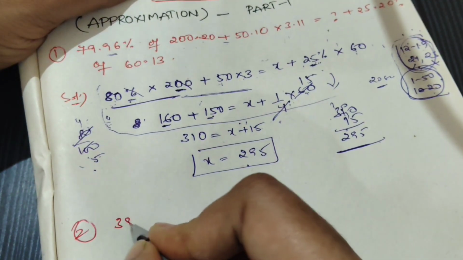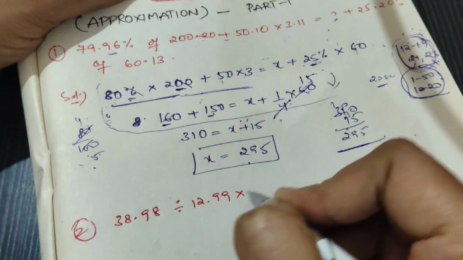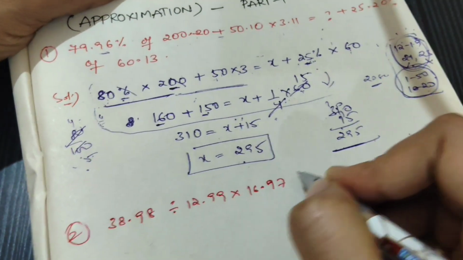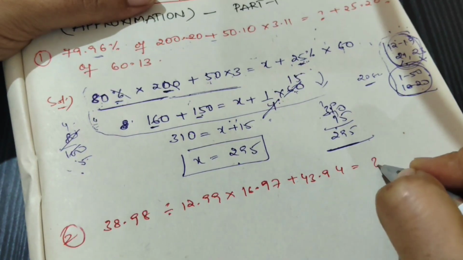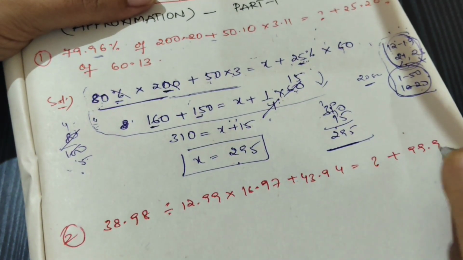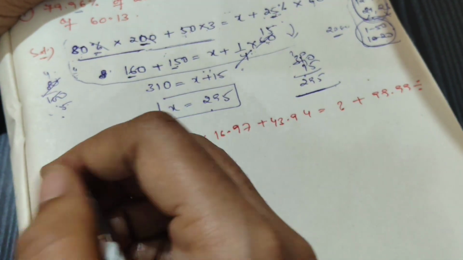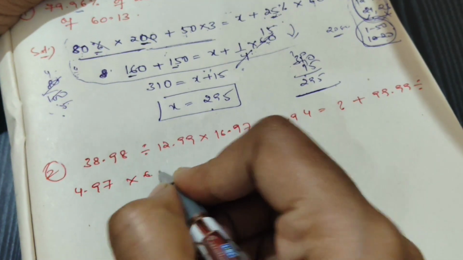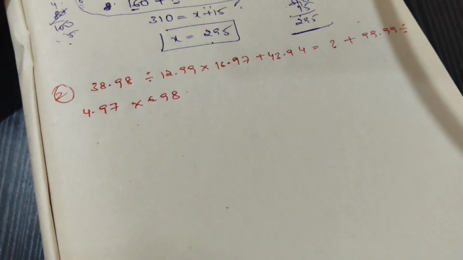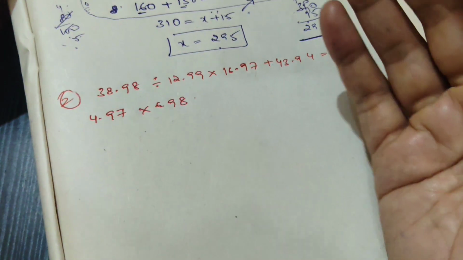Okay, second question: 38.98 divided by 12.99 into 16.97 plus 43.94 equals question mark plus 99.99 divided by 4.97 into 6.98. Don't mind the handwriting, because I'm trying to write fast, that's why I'm telling it loud. These are the BODMAS rules, I guess everyone knows: first brackets, then division, multiplication, addition, subtraction.